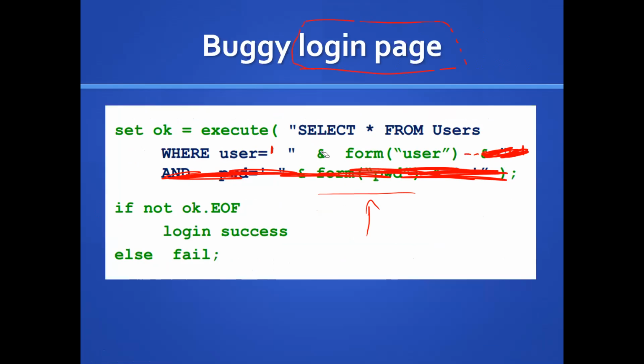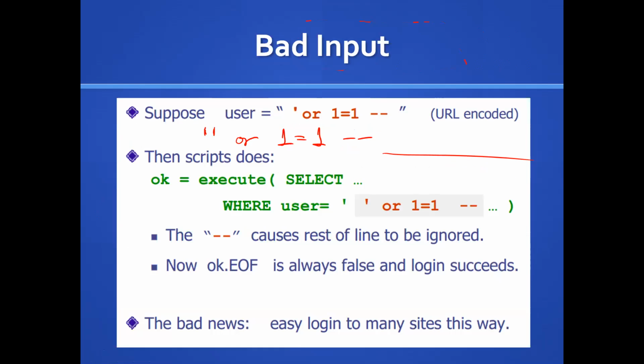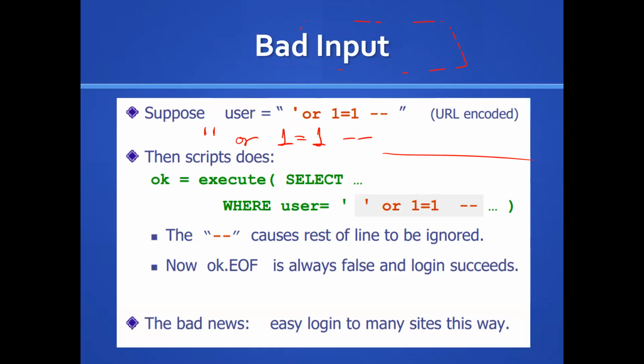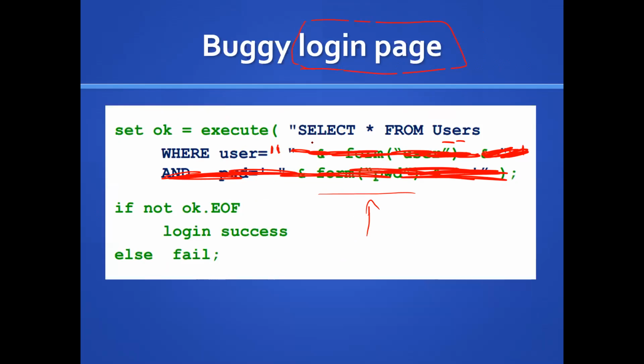Then the attacker closes it with a single quote. So boom, all of this is now rendered as just the inside, because you have dash dash. So in between that single quote and that dash dash, the attacker wrote or 1 equal 1. So the query is now or 1 equal 1.